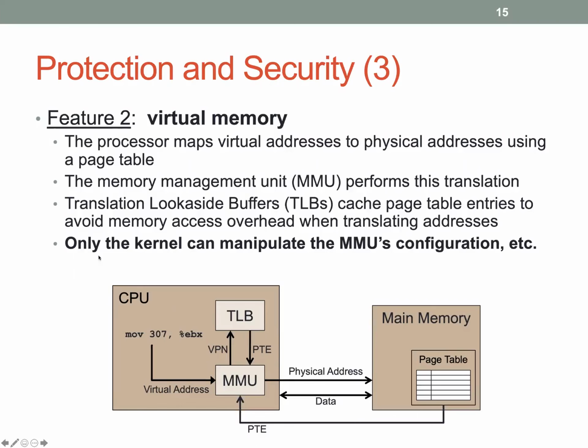Like I say on the slide, only the kernel can manipulate the memory management unit config. Makes sense, right? Because if user programs were allowed to manipulate the MMU config, then a process could just say, I want to see this other process's stuff, and then you can see it. So we don't want that, and so that capability is disallowed in user mode.